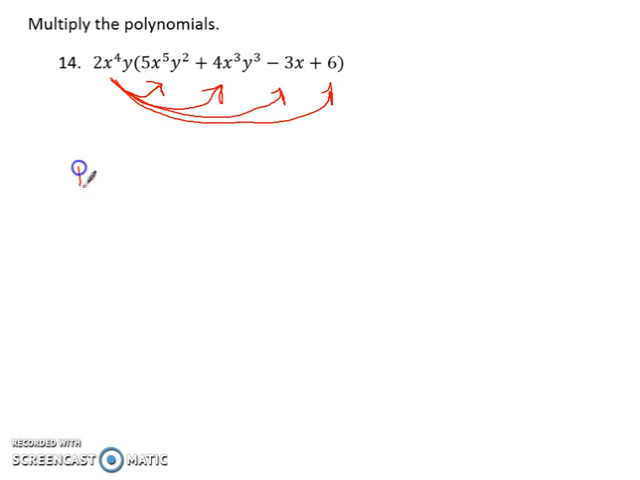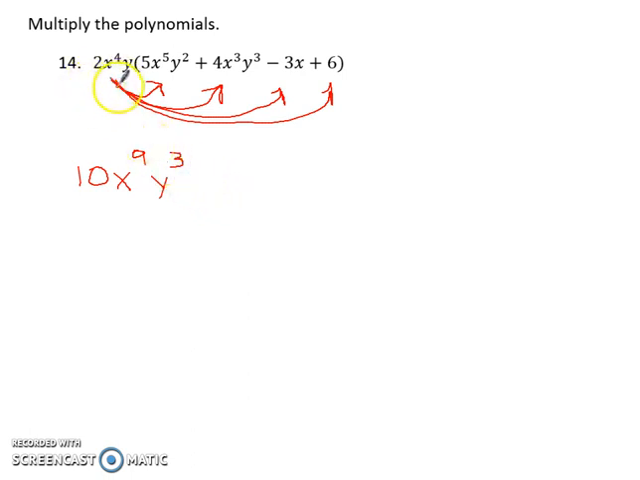2 times 5 is 10. And then x to the fourth times x to the fifth. When we multiply the same base, we add the exponents together. That gives us an x to the ninth power. And then we have a y to the first times a y to the second. That's a y to the third.